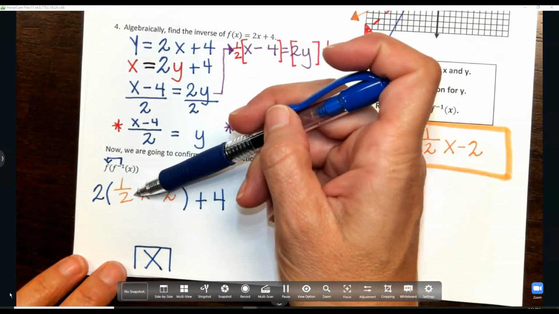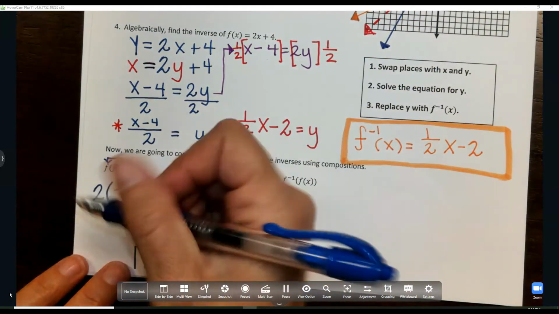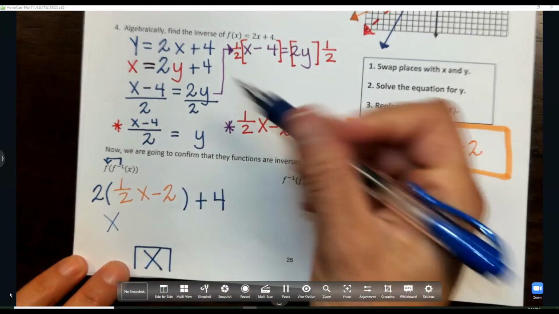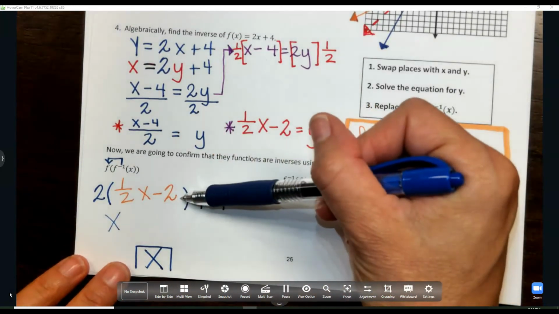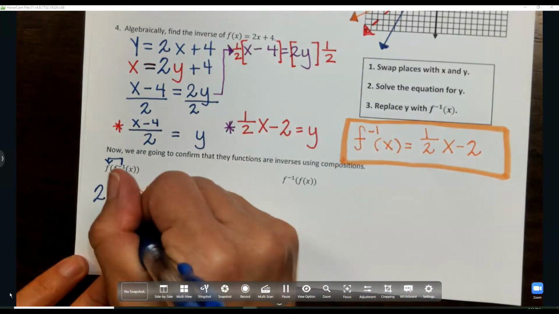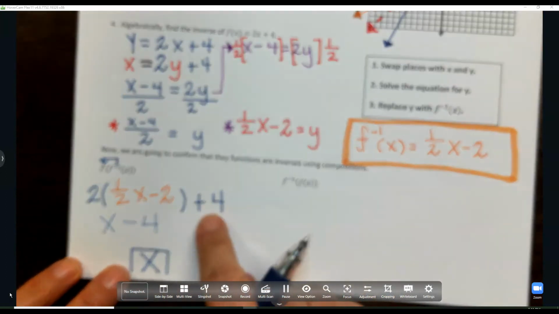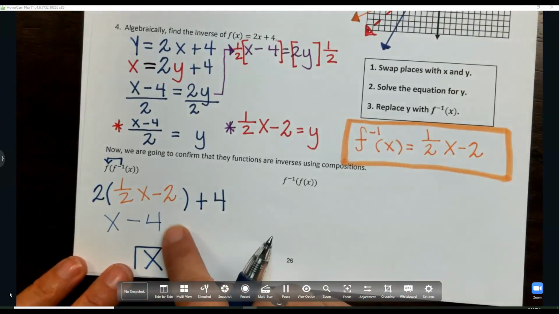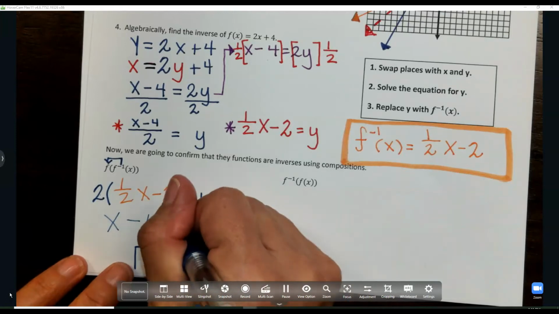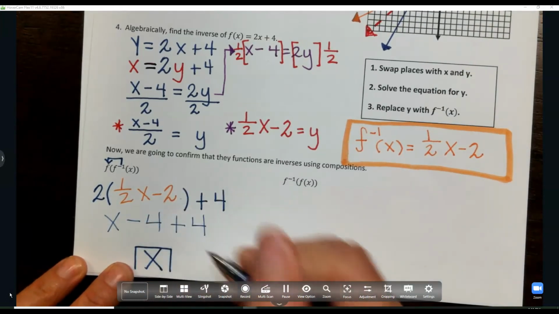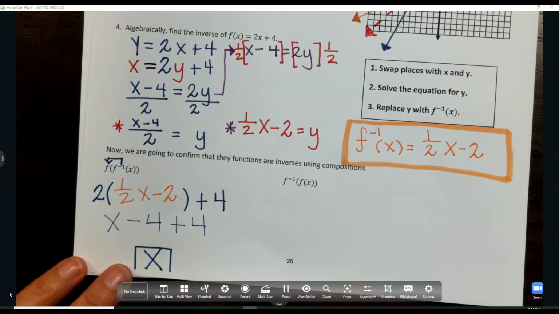So y'all, what's 2 times 1/2? So write an x, good job. And 2 times that -2? Yep. And then y'all don't forget to bring that plus 4 down on your next line of your work. Y'all, what's a -4 and a +4 make? 0. That's a 0 pair. What's the only thing that's left?